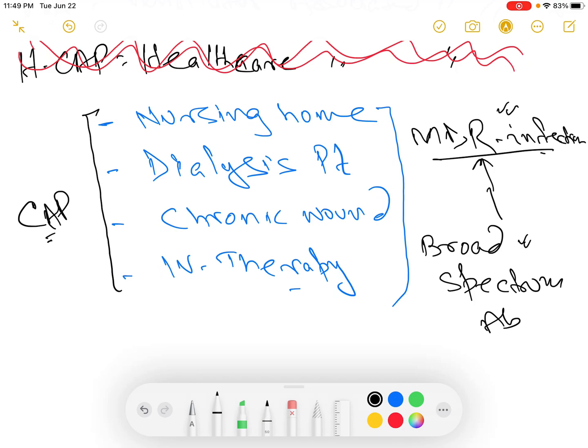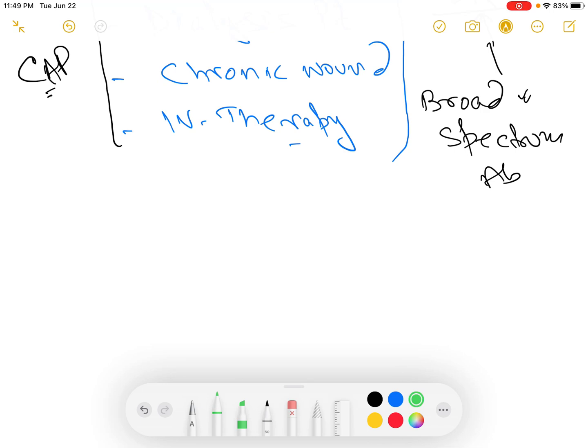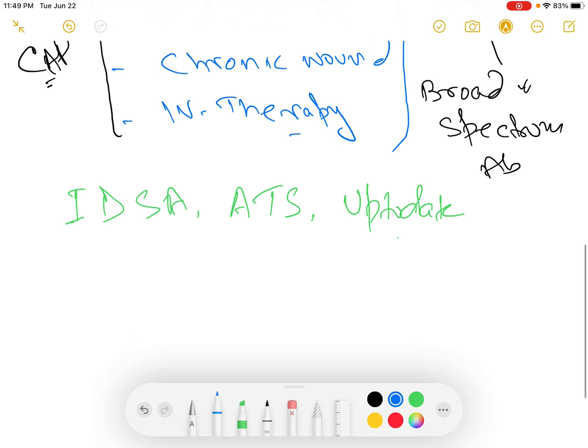And we look at the risk of MDR infection and the need of broad spectrum antibiotic on a case by case basis. Also, all the information that we will talk about today is based on the IDSA, your Infectious Disease Society of America, as well as ATS, your American Thoracic Society, and UpToDate, your peer reviewed online platform for the healthcare provider. Okay, so with that, let's first talk about the cause of pneumonia.